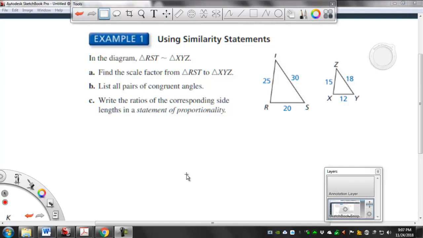So this next section that we're going to be talking about is what we call similarity statements. And instead of doing triangles on a coordinate plane, we're just going to be doing them in free space. And I think I need to fix this right here. This should be RST. That should be a T there. So let me fix that.